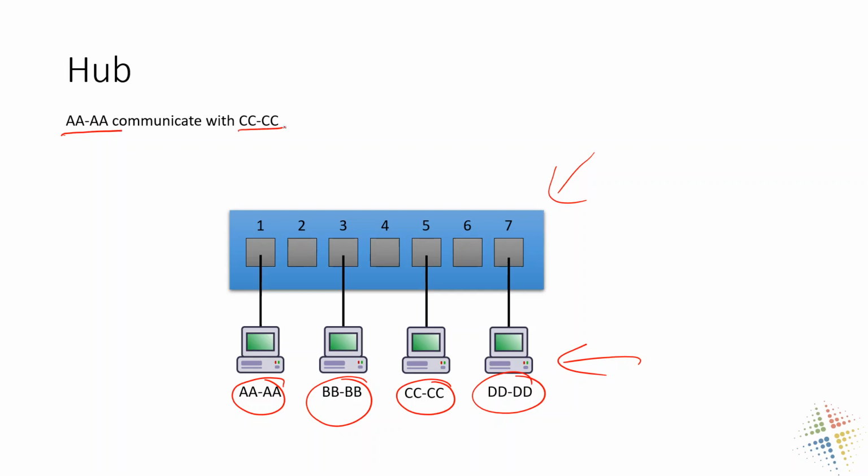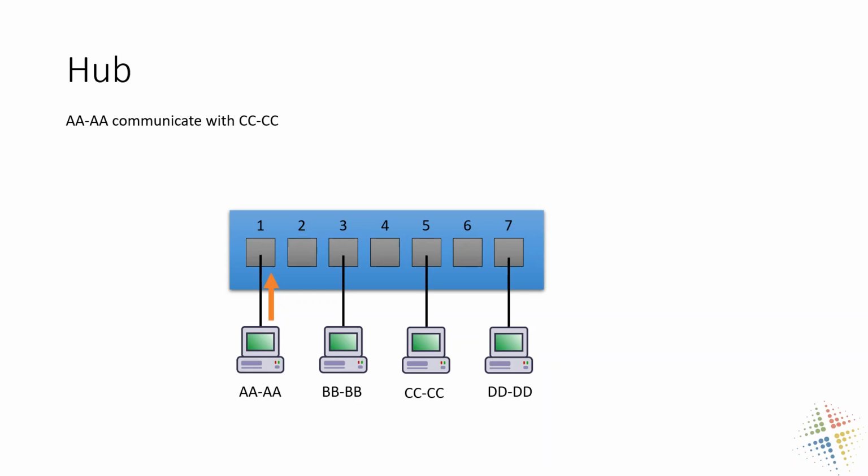AAAA wants to communicate with CCCC. So we basically want to go up and down, and we want to do that as efficiently as possible. Well, the way that a hub works is not very intelligent and not very efficient.